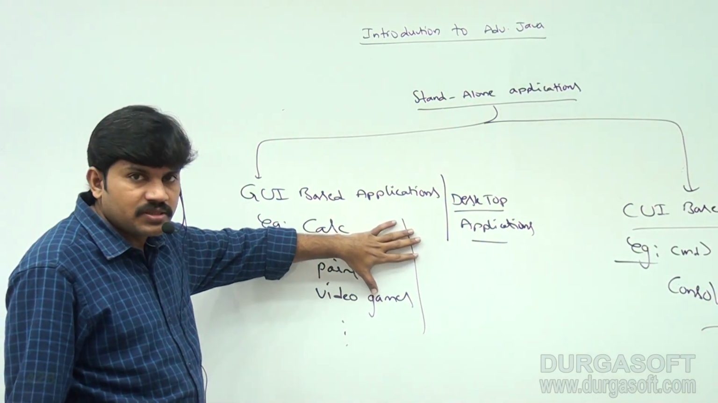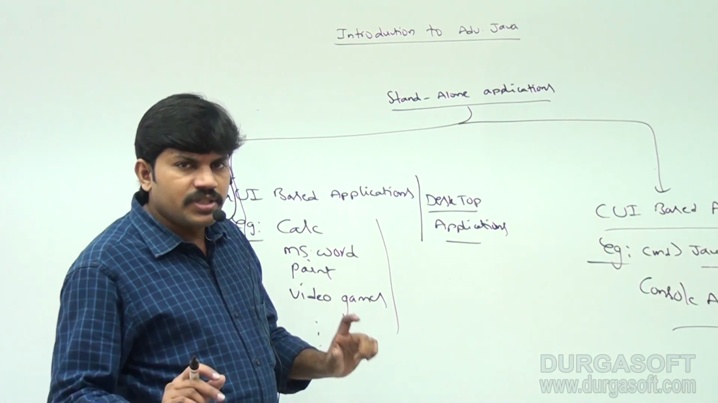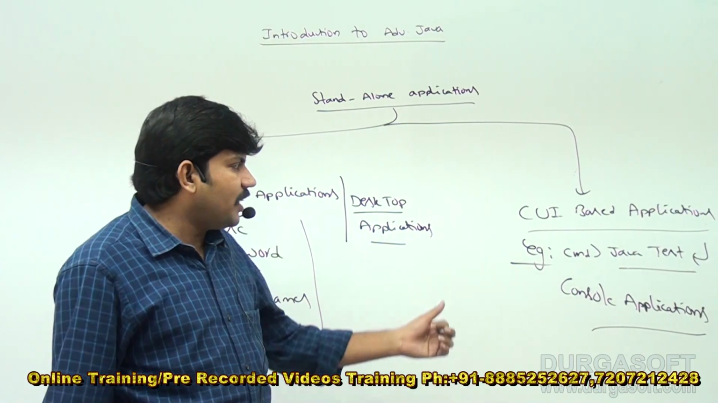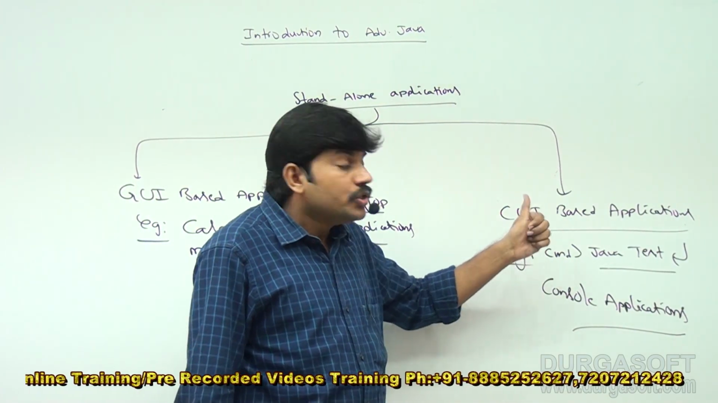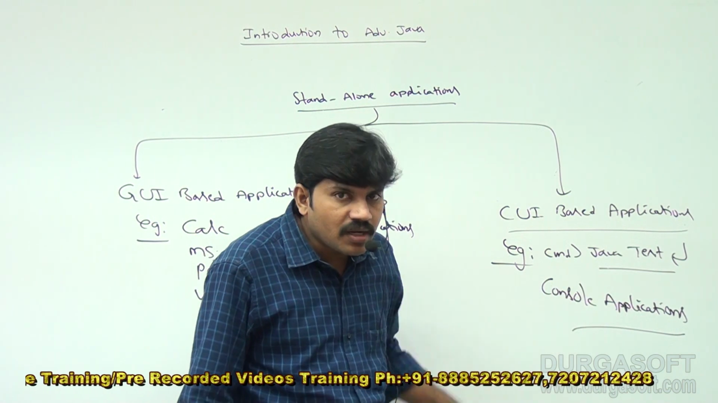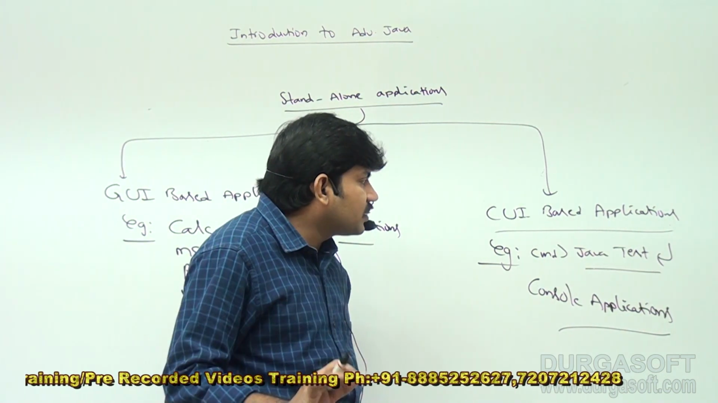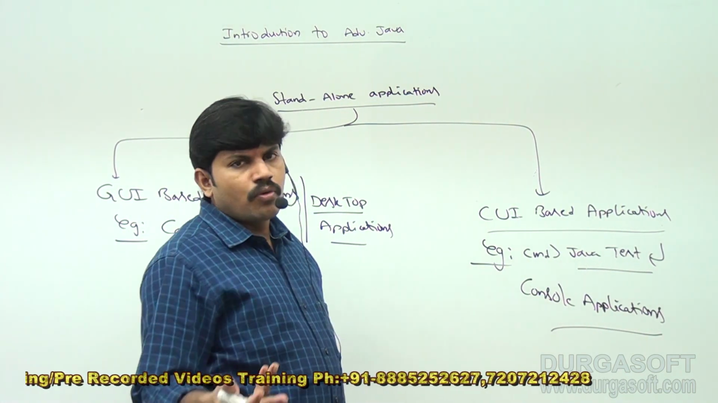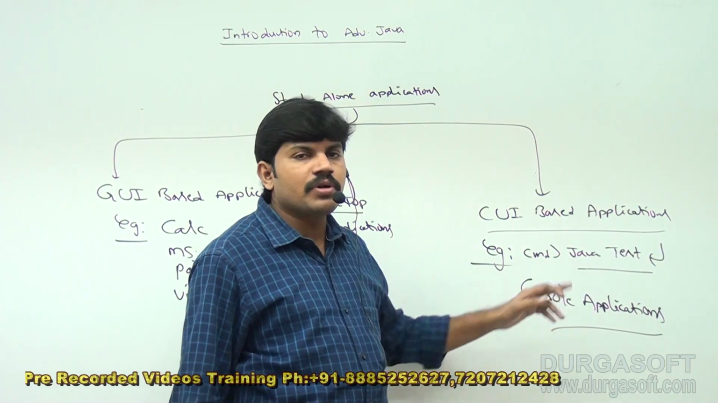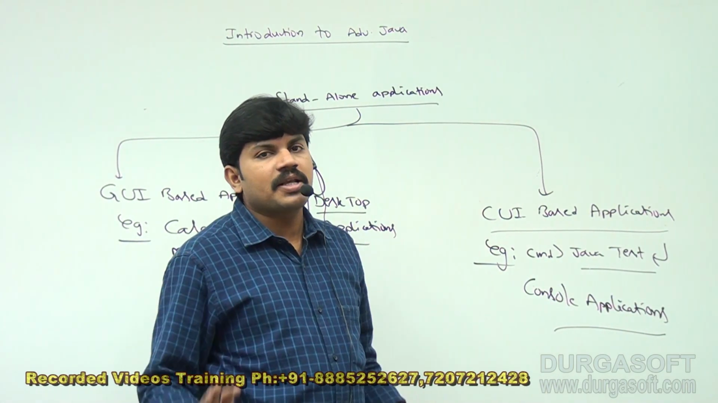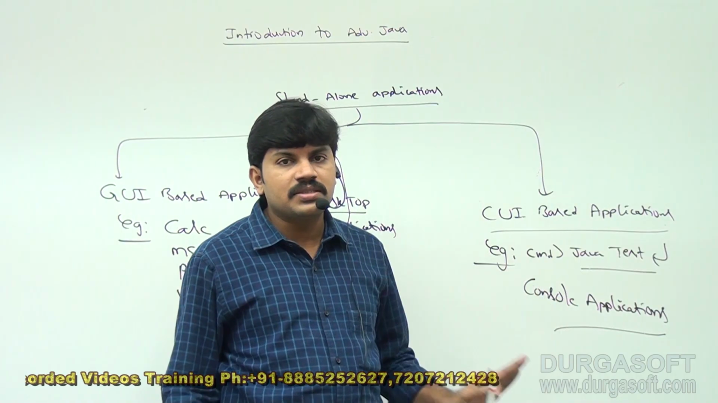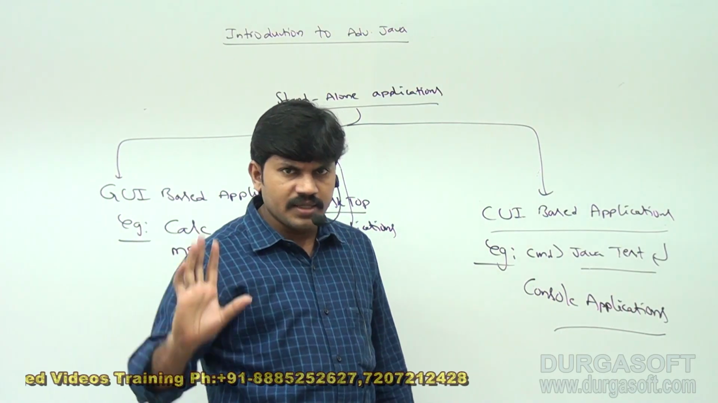The applications which run from the command prompt are called CUI based applications, which are also known as console applications, right? Best example, your core Java programs, which you execute from the command prompt. These applications are called CUI based applications, right? Clear up to this, right?